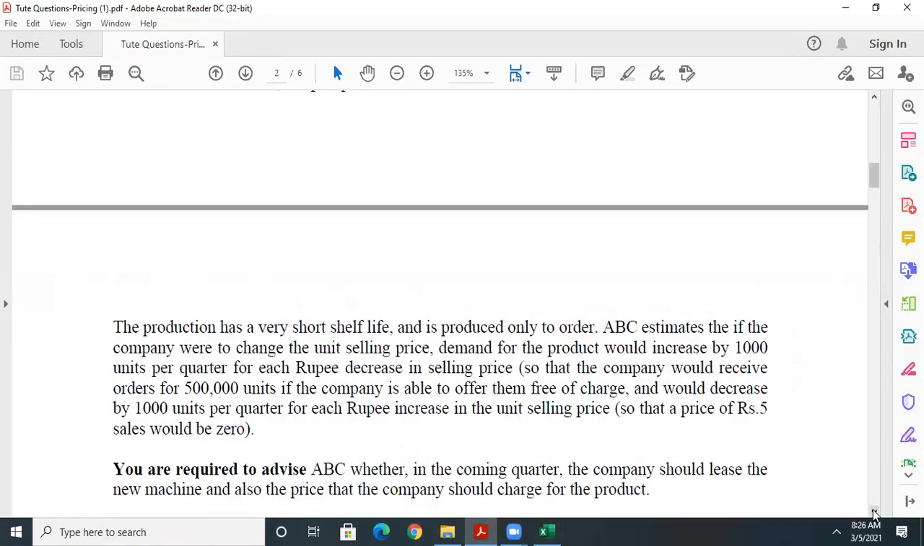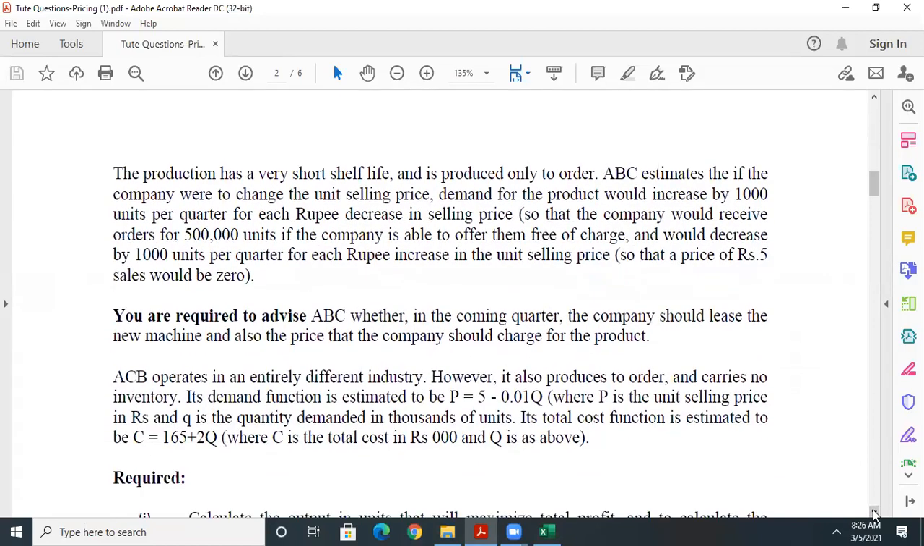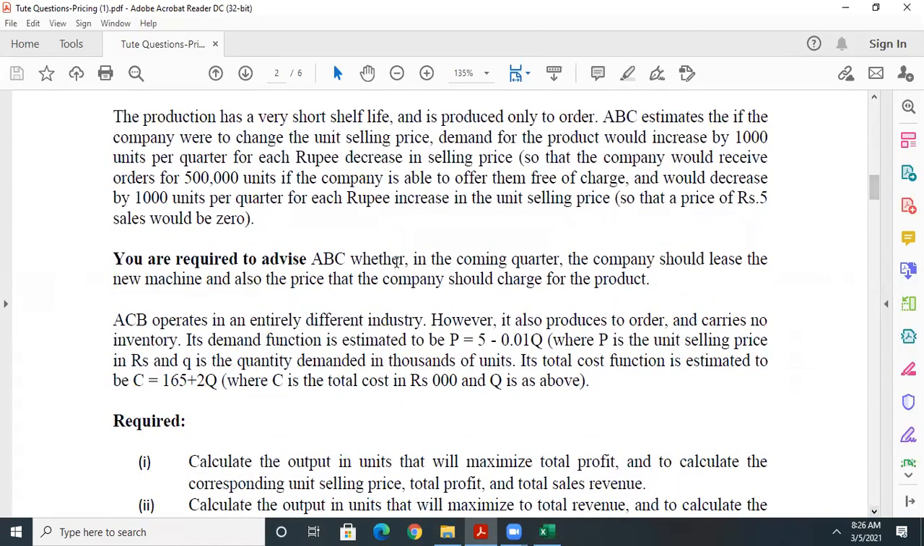Fine. So here, the next thing is that they might ask you about the price that the company should charge for the product.